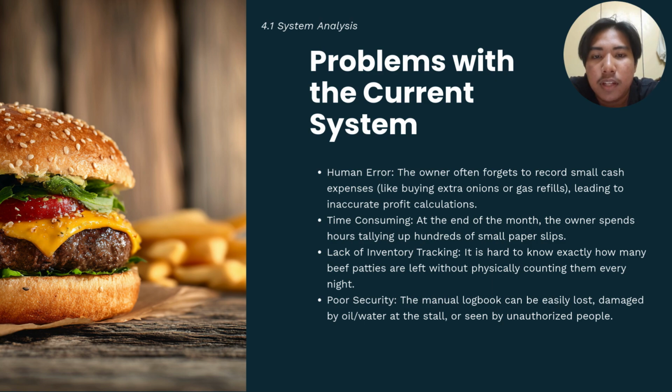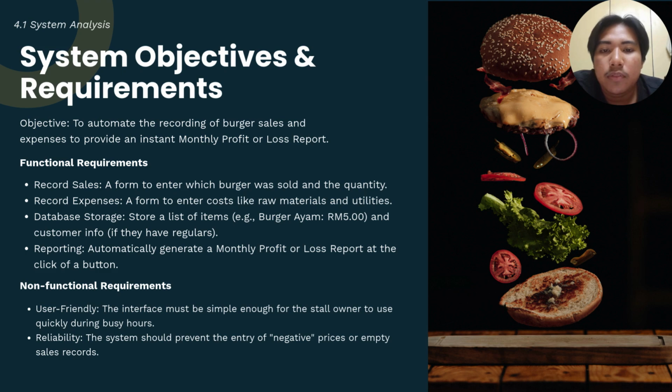One of them is human error due to the need to manually record and calculate by hand. It is also time consuming because the owner needs to spend hours to tally up all paper slips. The current system lacks inventory tracking due to no record of ingredients, and the only way to know is physically counting the ingredients. Lastly, it could lead to poor security because the manual logbook can be easily damaged, lost, or seen by unauthorized people.